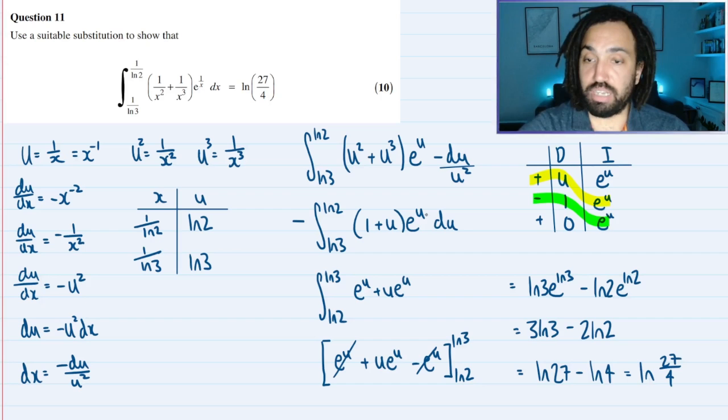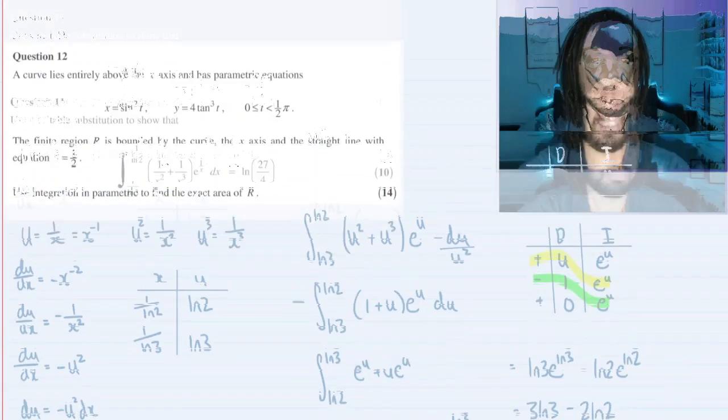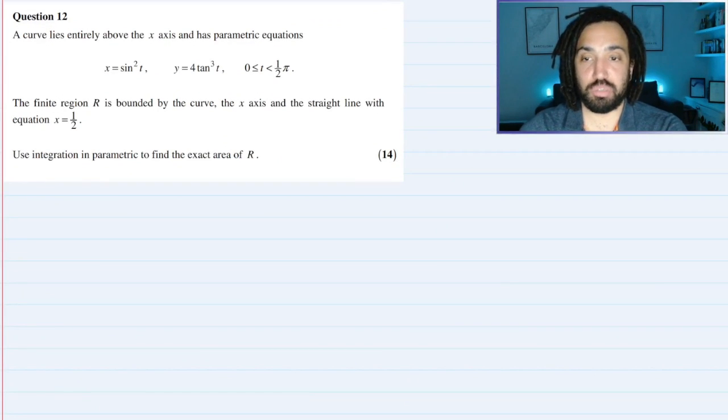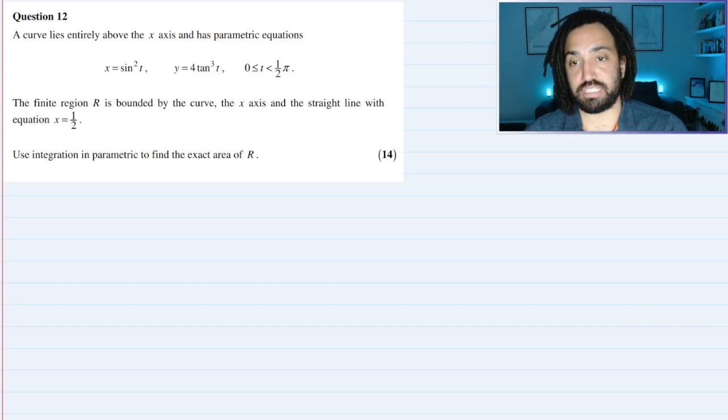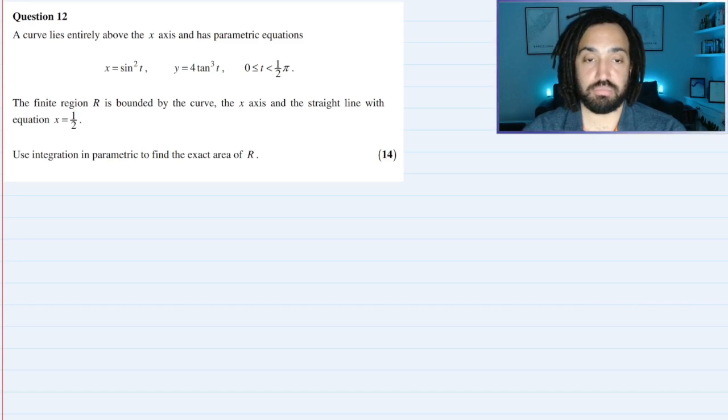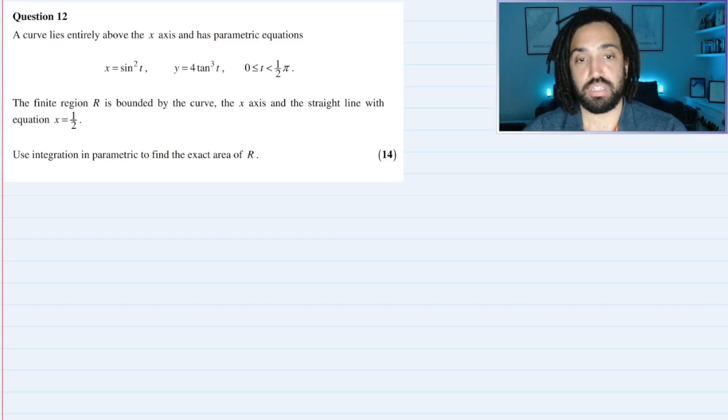Ooh, that was great. Loved that. Okay, final question. The showstopper, 14 marks. Woo! A curve lies entirely above the x-axis and has parametric equations. Yada yada yada. The finite region R is bounded by the curve, the x-axis, and the straight line with equation x equals a half. Use parametric integration to find the area.